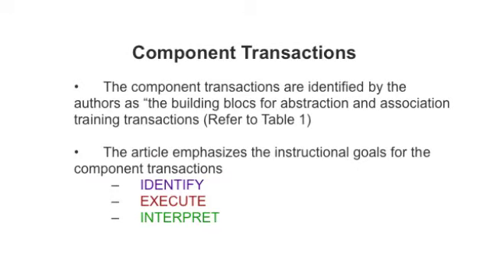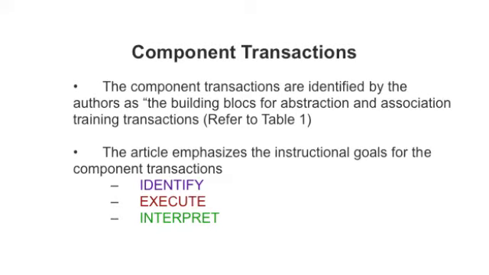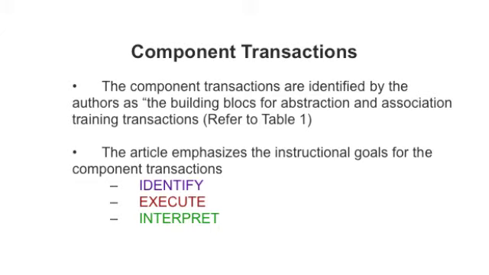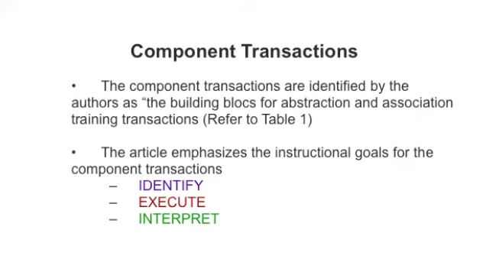Component transactions. Now, the component transactions are identified by the author as the building blocks for abstraction and association training transactions. Now, if you refer to Table 1, you will see that the article emphasizes the instructional goals for the component transactions. These 3 are identify, execute, and interpret. Now, with the goal to identify, we want to identify for learning the name, location, and function of parts of a device.